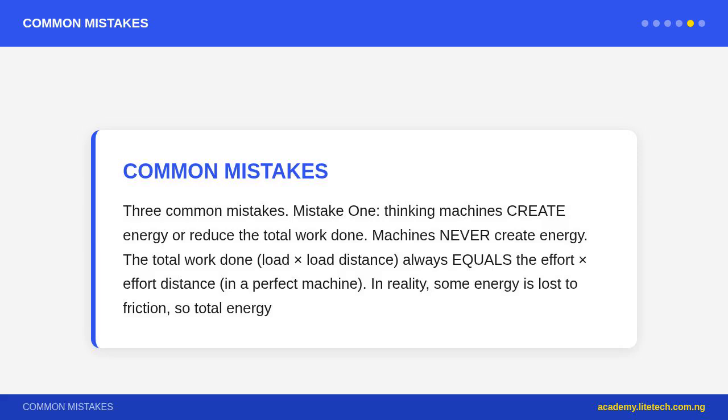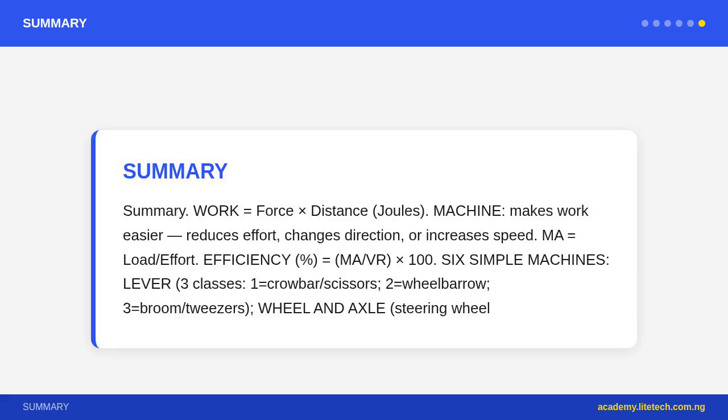Mistake 3. Forgetting that class 3 levers do not multiply force. Class 3 levers, broom, tweezers, fishing rod, have MA less than 1, they reduce force but multiply distance and speed. The advantage of class 3 levers is speed and range of motion, not force multiplication.